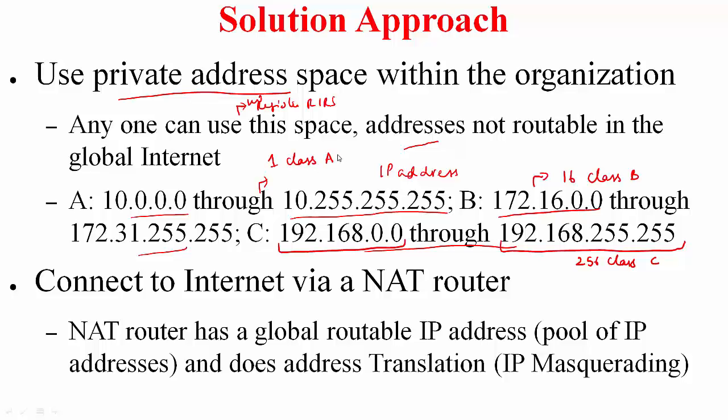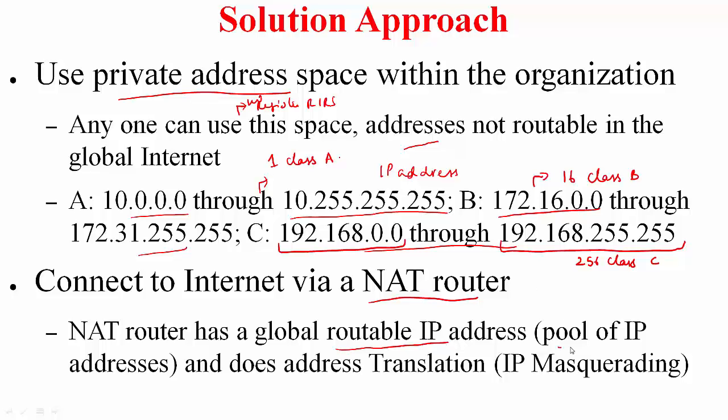So plenty of addresses to use. So this organization can use any Class B address in the private IP address space and do subnetting within it in whatever fashion it pleases. It can even use Class A. Since naturally the hosts within this organization would like to access the internet, so what you do is you connect this organization to the internet via what is called a NAT router, and this NAT router has a global routable IP address. It can also have a pool of IP addresses.